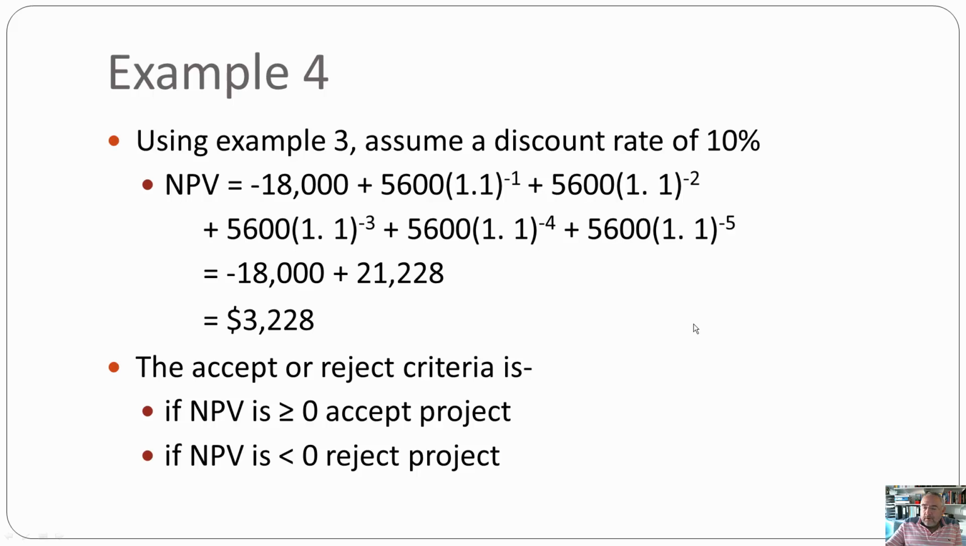I'm not going to tell you to work through all the discounting because you've done enough of this before. We discount, so the first period, divide 5,600 by 1 plus 10%. The second period, divide 5,600 by 1 plus 10% twice, etc. Net present value is 3,228.